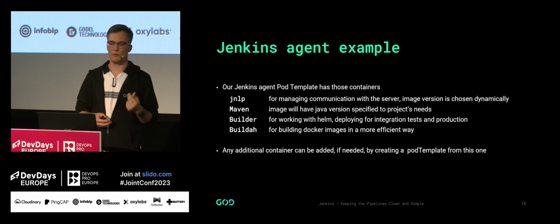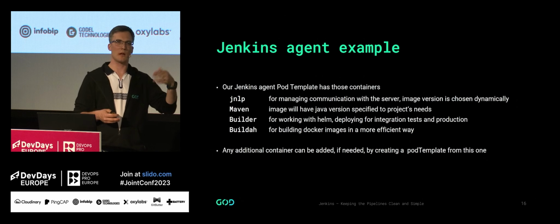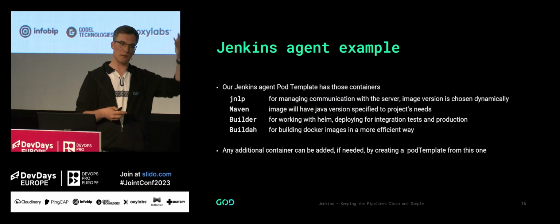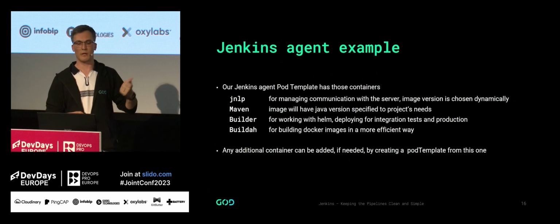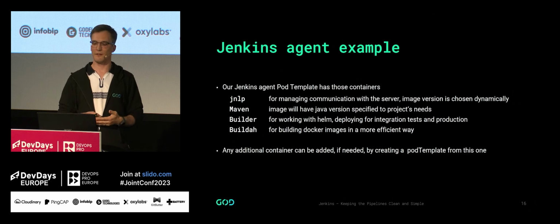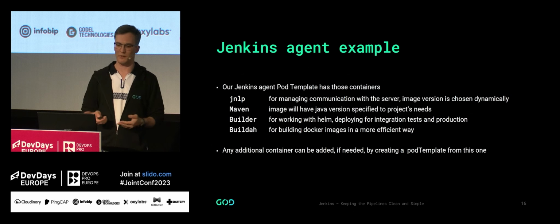And then I have two builder containers. One builder I use for all the Helm related tasks. This is how I deploy, both for my tests and later for production. And I have the other builder because if I can create Docker images more effectively than with Docker, then why not?